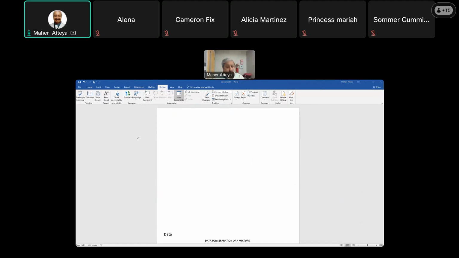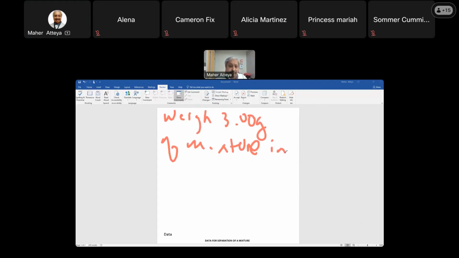So 3 components. What you will do here is weigh out 3 grams of this. In dish one, you will weigh what? Your mixture, 3 grams. So the first thing, you will weigh 3.00 grams of your mixture in dish number one.